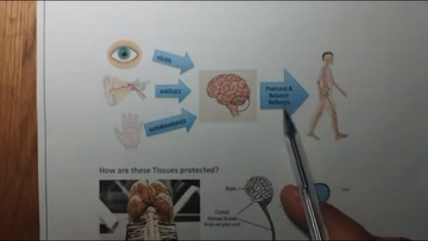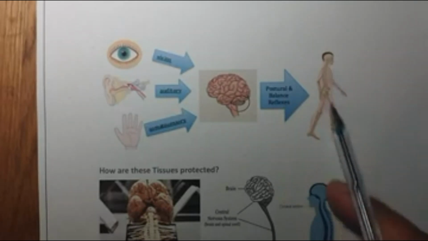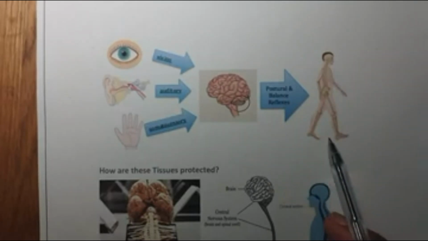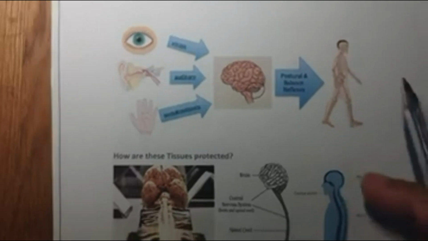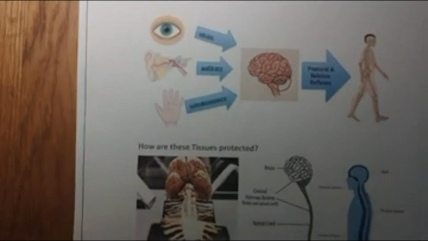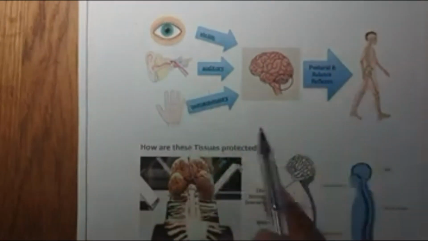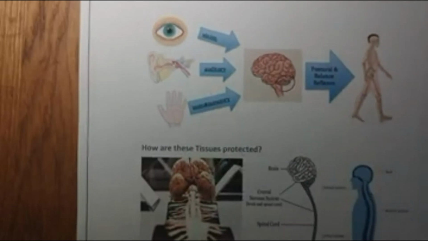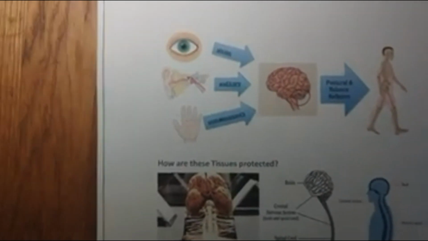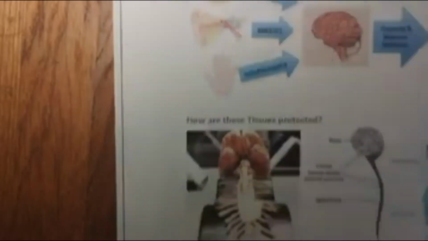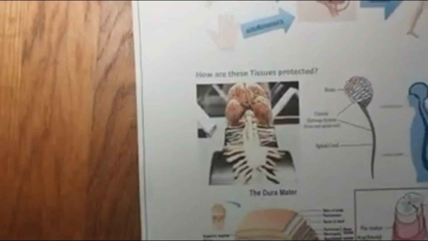They are called postural and balance reflexes. So you can maintain your correct posture, you maintain your balance, and you maintain your fine motor activities. So that's the function of the cerebellum. That's how it works. Now, how are the tissues of the nervous system, the central nervous system, protected?